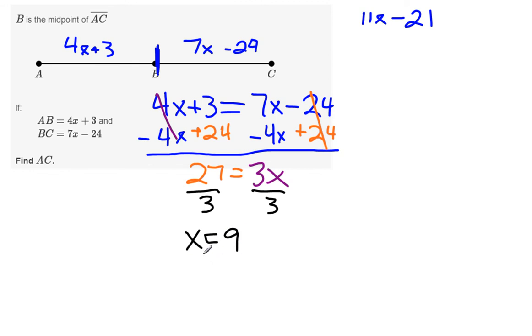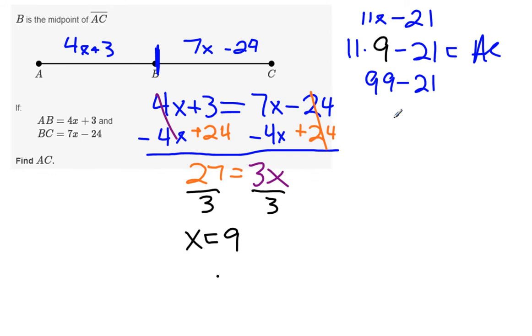So what that means is now we know what x is. We can put it back into this expression over here. So we can say this is 9. And it's 11 times 9 minus 21 equals this length AC. So 9 times 11 is 99 minus 21. So 99 minus 21 does indeed equal 78. I hope. Let's check. It does. Good for us. Yay.